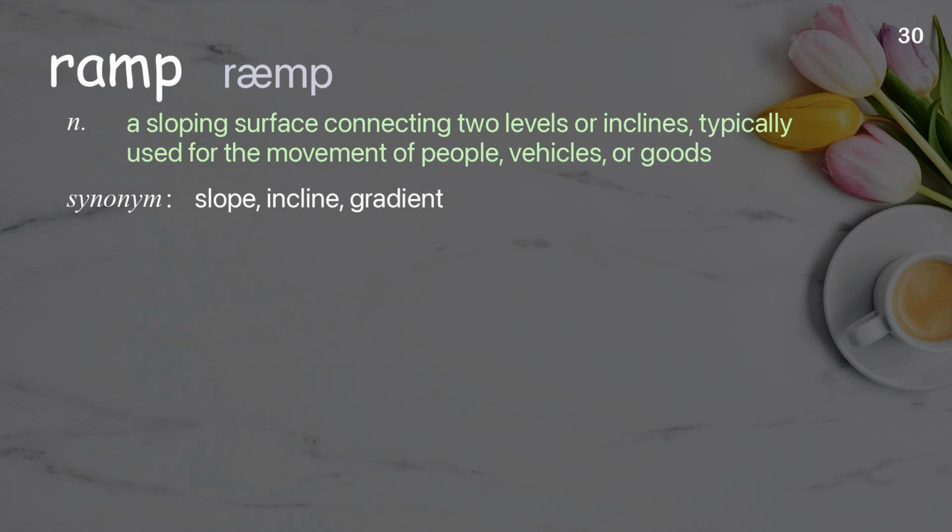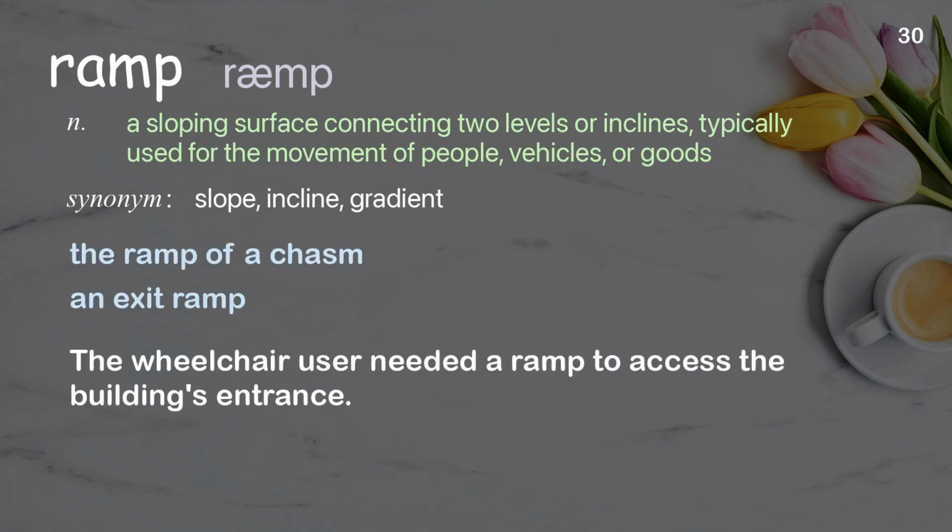Ramp. A sloping surface connecting two levels or inclines, typically used for the movement of people, vehicles, or goods. Examples: The ramp of a chasm. An exit ramp. The wheelchair user needed a ramp to access the building's entrance.